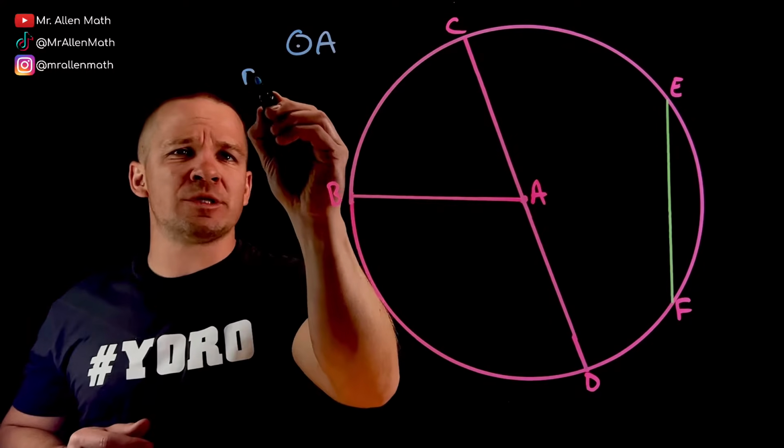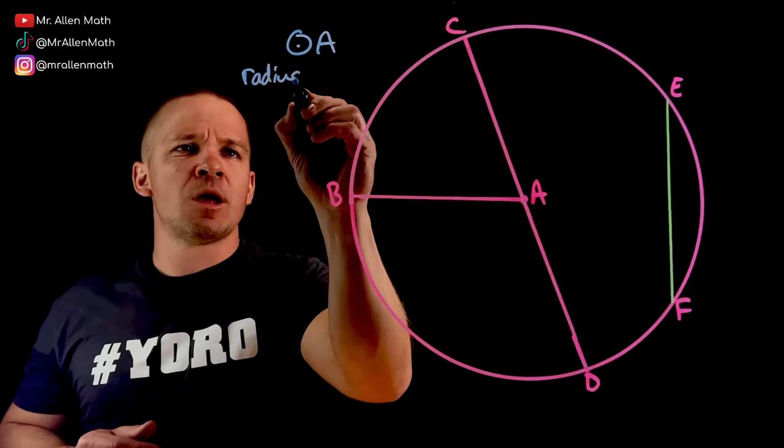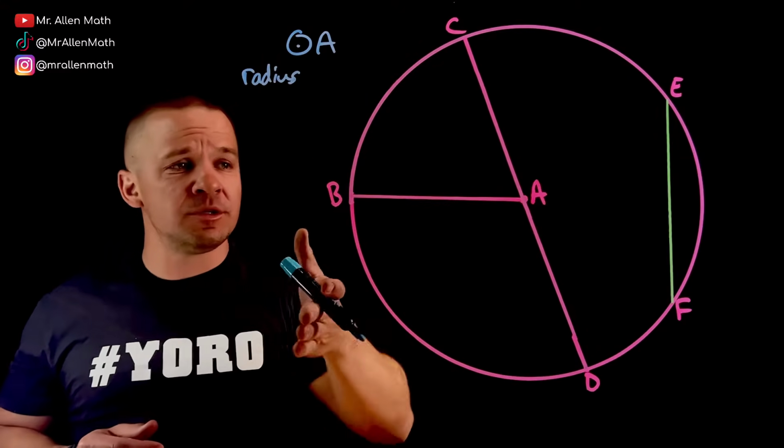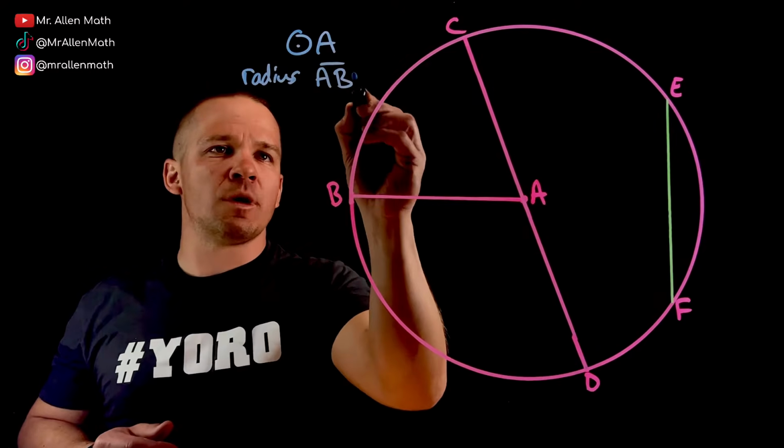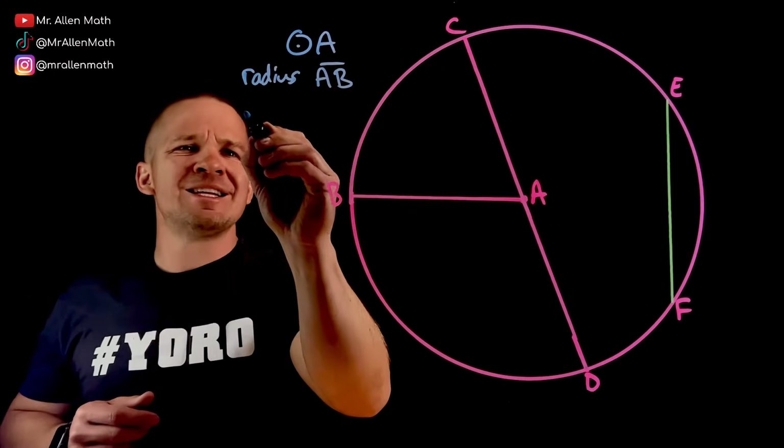Which one's my radius here? My radius goes from the edge of the circle to the center of the circle, so segment AB would be my radius for this one. How about diameter, right?